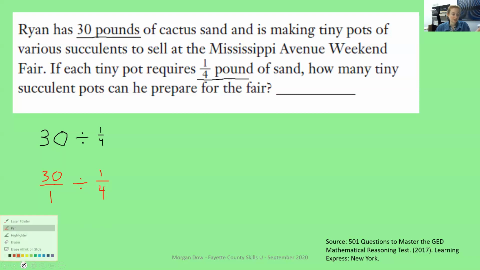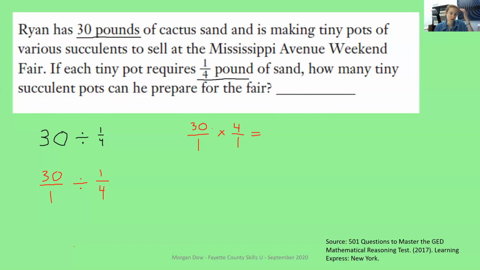How do you divide by a fraction? Well, you keep the first number the same. So 30 over 1 just stays as it is. You change the division to multiplication, and you flip the second number. You flip the second fraction, you find the reciprocal. So 1 over 4 is going to become 4 over 1. And now it's just a multiplication problem.